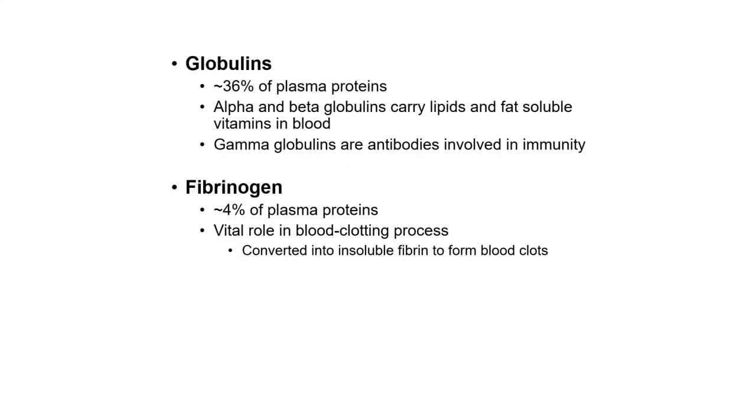The globulins, remember, are about 36% of the plasma protein. We have the alpha and the beta and the gamma, and they each do their own thing. So the alpha and the beta carry lipids and fat-soluble vitamins in the blood, and the gammas deal with antibodies, which are involved in immunity. Fibrinogen, about 4% of plasma proteins, is vital in the role of blood clotting. It can be converted into insoluble fibrin, which helps to form blood clots.